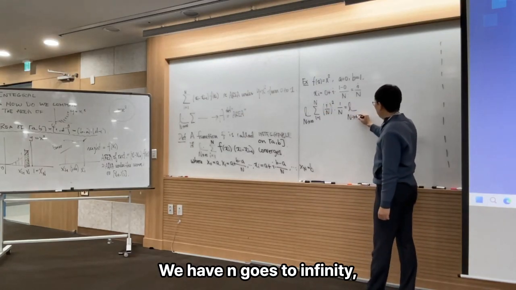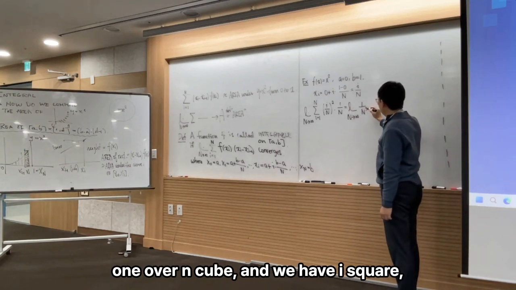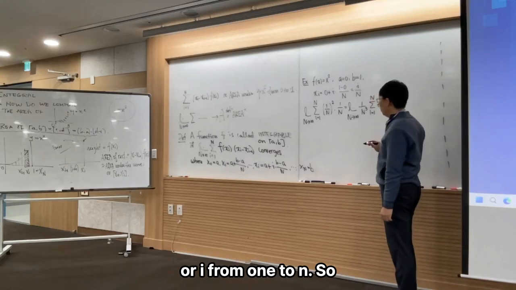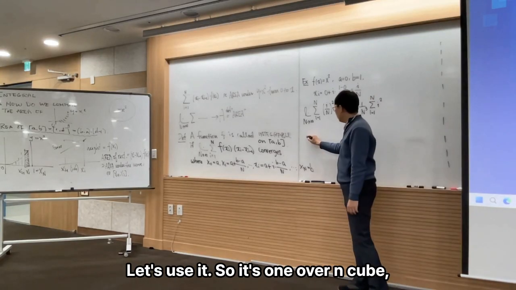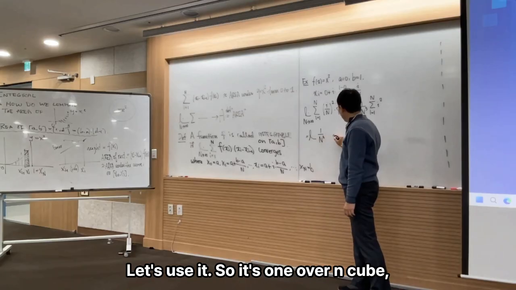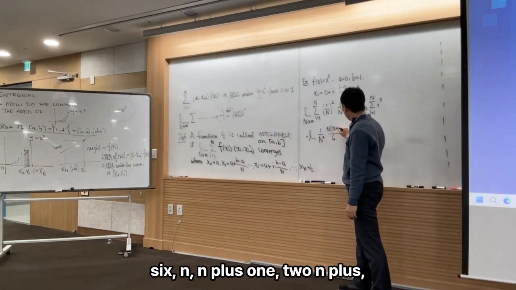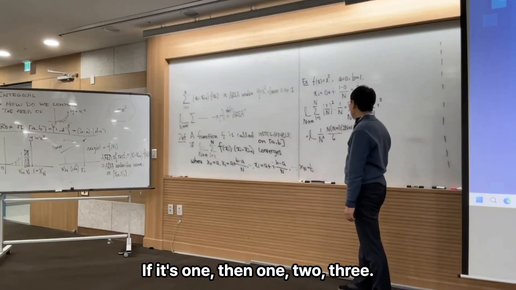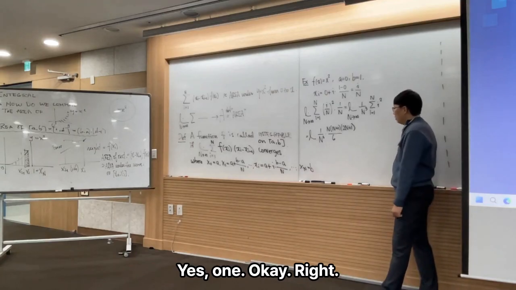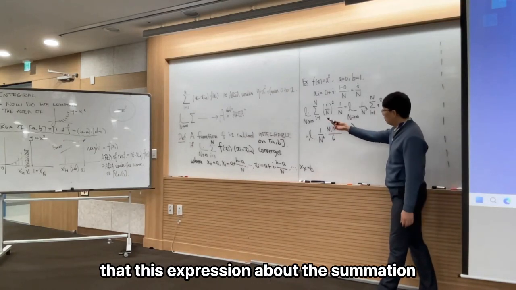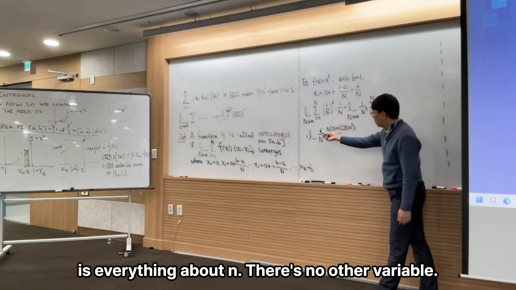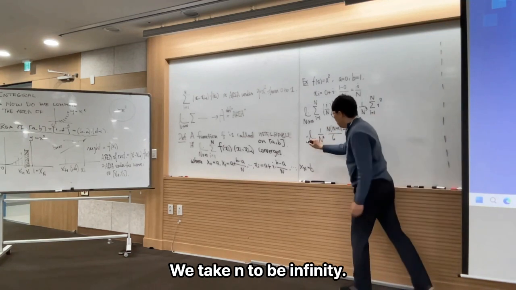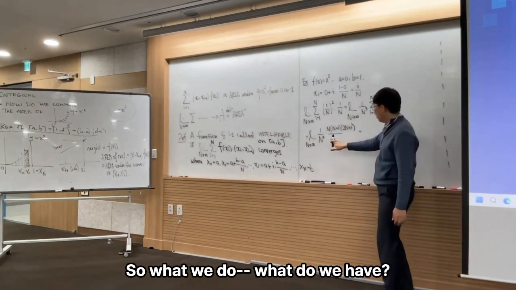We have the limit as n goes to infinity of 1 over n cubed, times the sum of i squared for i from 1 to n. So we know the formula of the square sum. Let's use it. So it's 1 over n cubed times n(n plus 1)(2n plus 1) over 6. Let's see, if n is 1, then 1 times 2 times 3 over 6 is 1. Yes, okay. Right? So now you believe that this expression about the summation is everything about n. There's no other variable. We take n to be infinity. So what do we have?